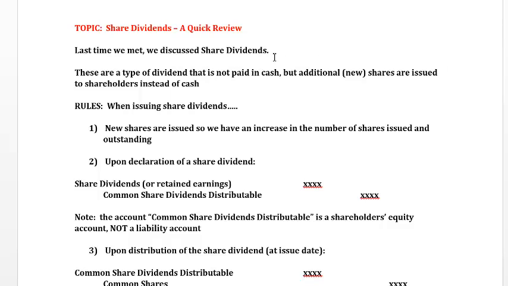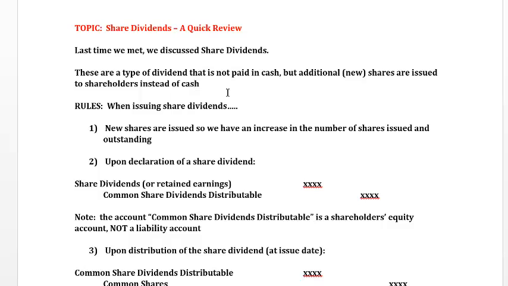So the last time we met, we did discuss share dividends, and what we said is it's a type of dividend which does decrease retained earnings because all dividends are declared out of retained earnings, whether they're share or cash dividends. But in this case, because we're going to be giving shares to our shareholders as opposed to cash for the dividend, it's not paid in cash, but we are issuing new or additional shares instead of the cash.